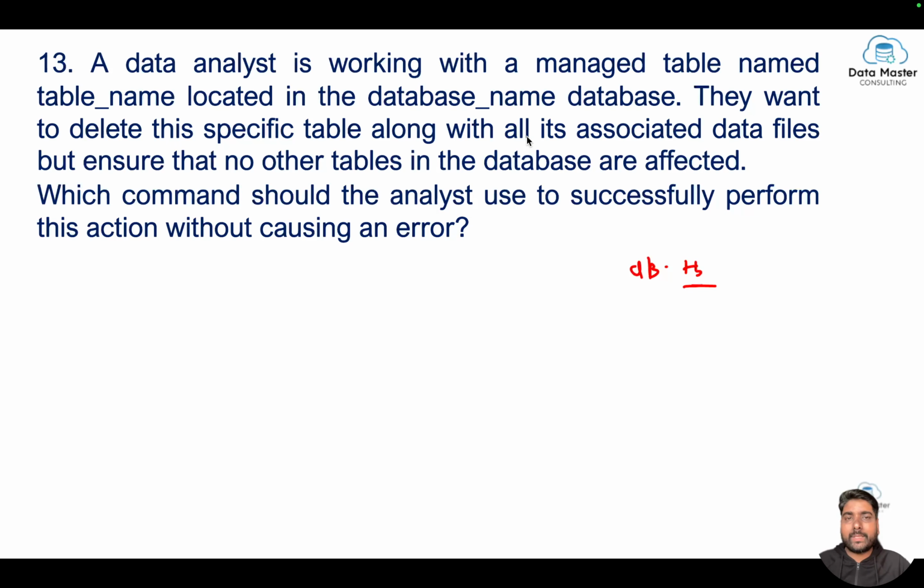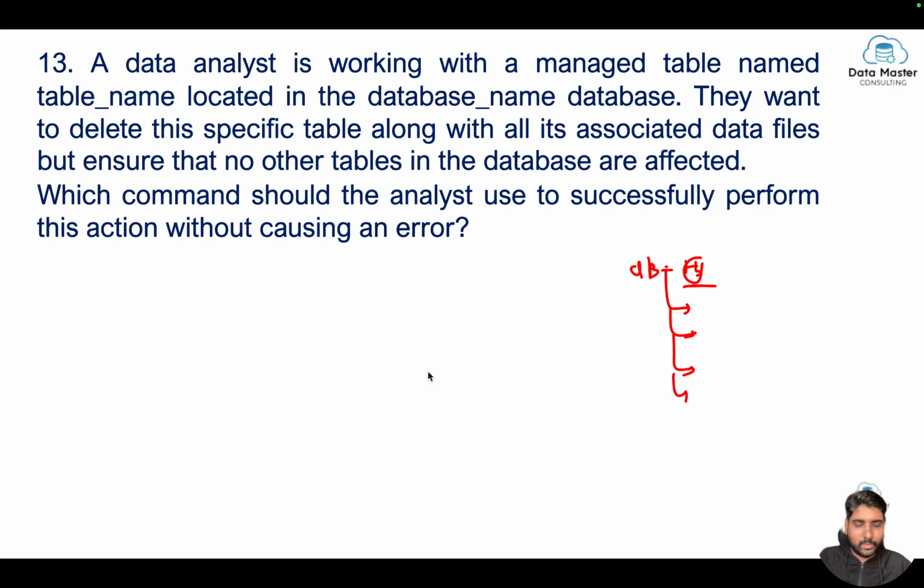Along with all its associated data files. When I say associated data files, they are actually talking about the metadata, data files, and so on. But ensure that no other tables in the database are affected. Obviously, in this database, you will have a couple of tables, maybe an employee table, sales table, customer table, and so on. So only this table should be deleted. Which command should the analyst use to successfully perform this action without causing any error? If you're dropping a database, you will lose everything, but we just need to drop a table.